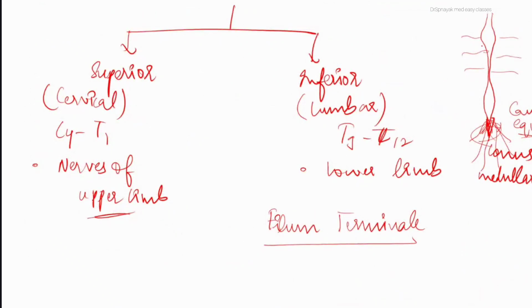Then there are enlargements. The first is the cervical enlargement, and the second is the lumbar enlargement, also known as the superior and inferior enlargement, respectively. The superior enlargement consists of nerves of the upper limb, and the inferior consists of nerves of the lower limb.